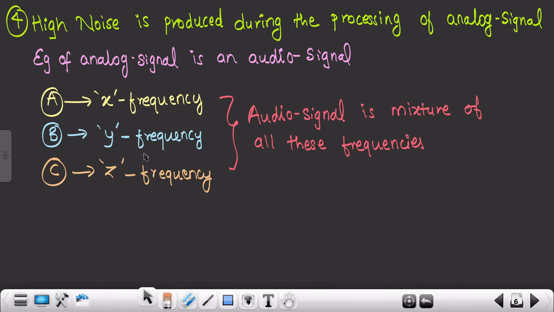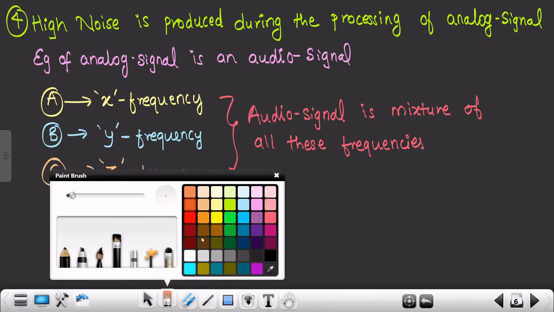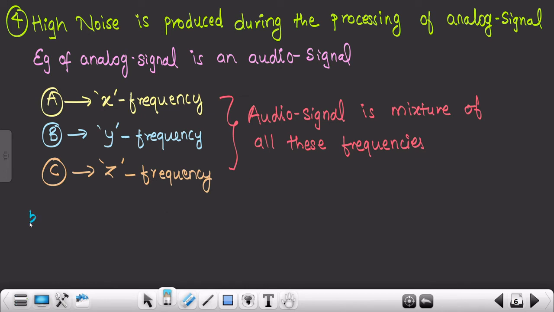The analog processors are not that advanced. They cannot eliminate the noise completely. That's why high noise is produced, or we are getting high noise even after processing the analog signal. I hope you understood this part. Great. Now moving further, this is the last point, the fifth one, and the point is that analog circuits are tough to design.